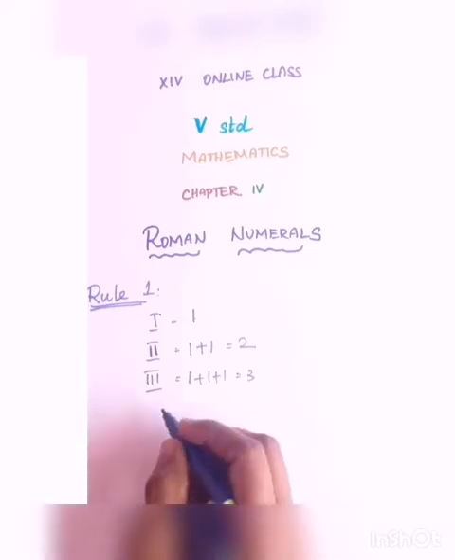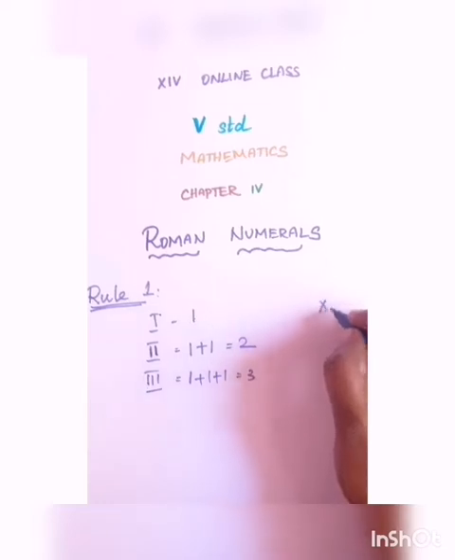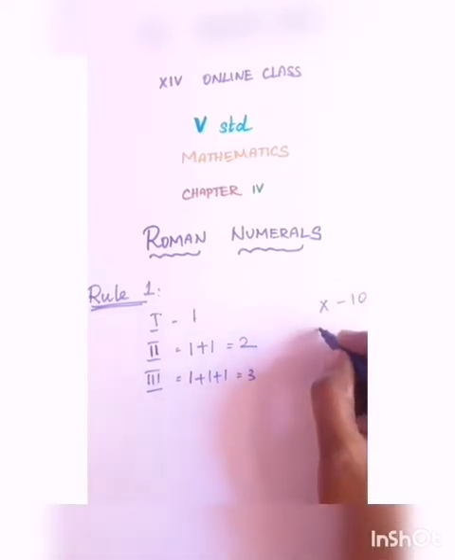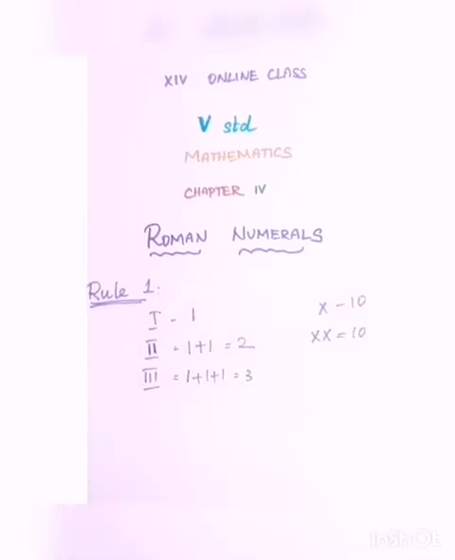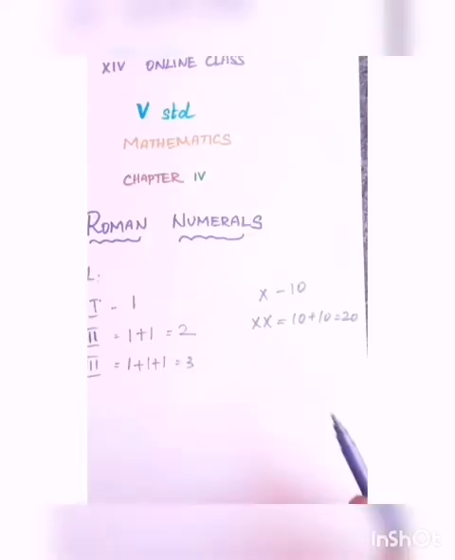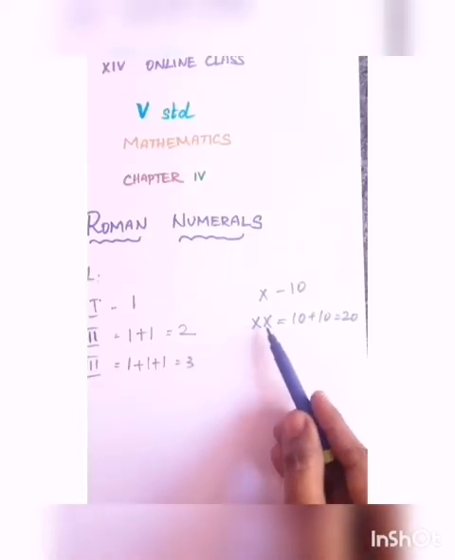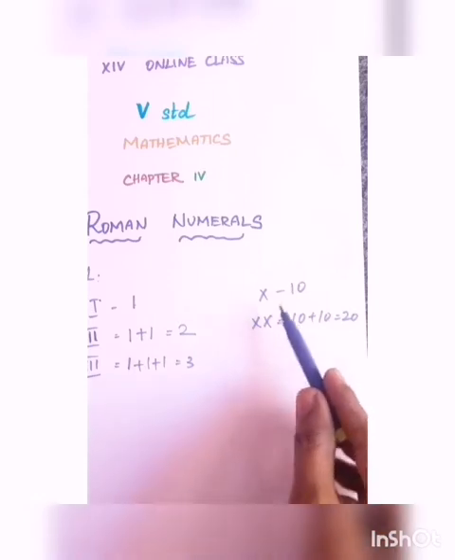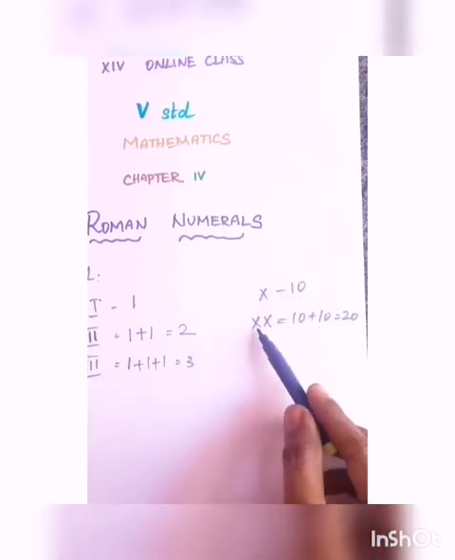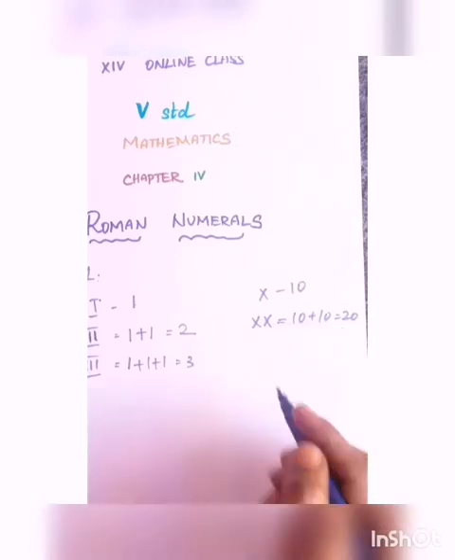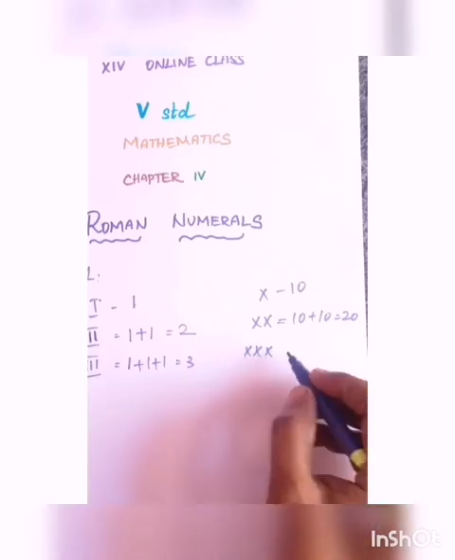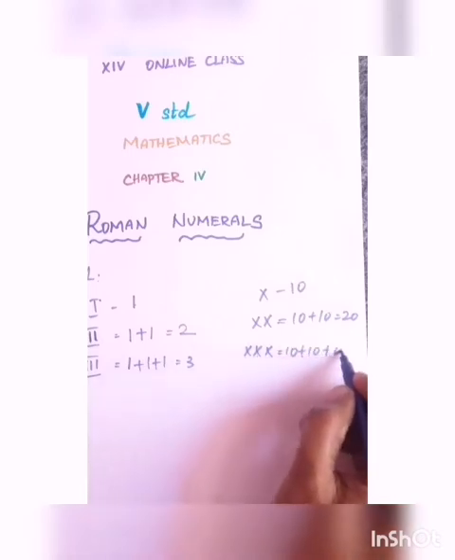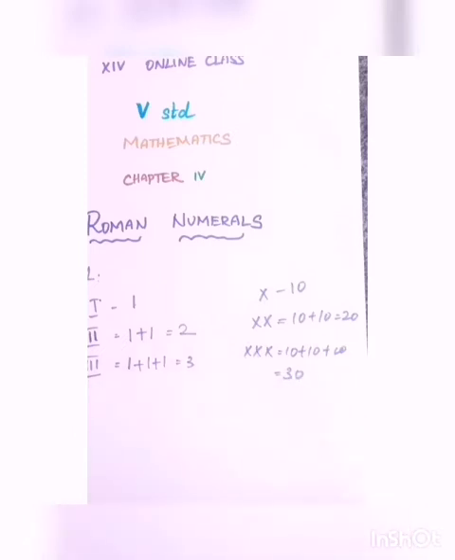Next, some more examples. You know well that X is 10. For example, if you put it 2 times, 10 plus 10 gives 20. If X is repeated 2 times, more than 1 time, you have to add the value of X. X means 10, so double X is 10 plus 10, 20. Another X: 10, 20, 30. Here 10 plus 10 plus 10, we get 30. This is our first rule.